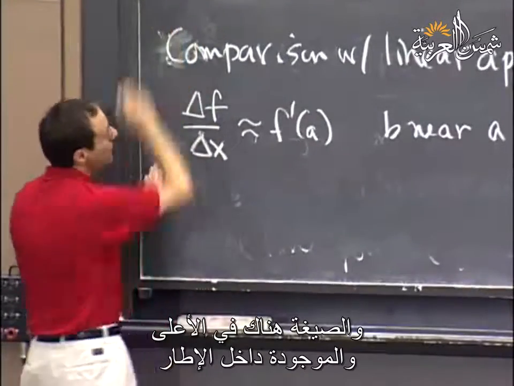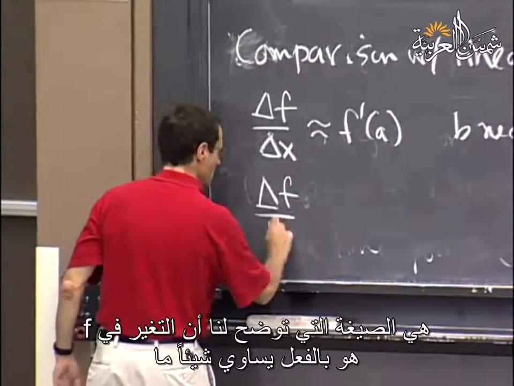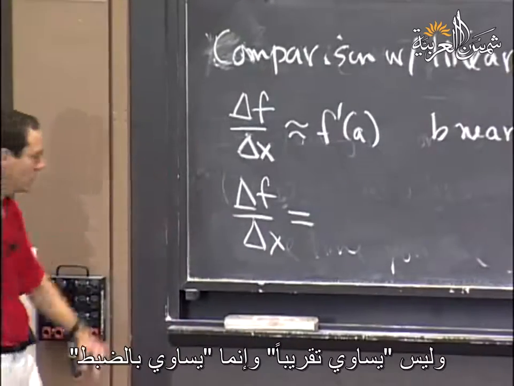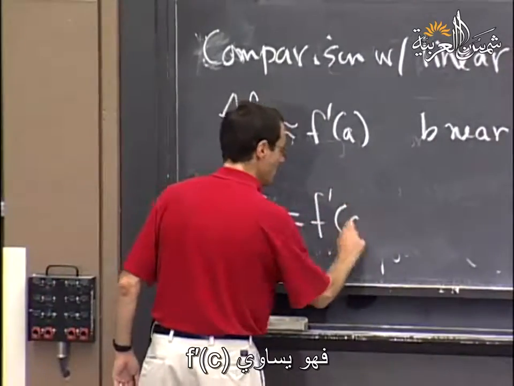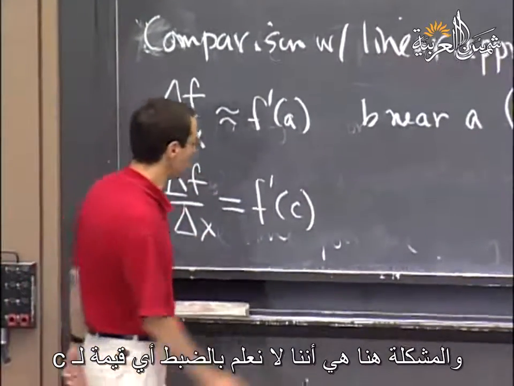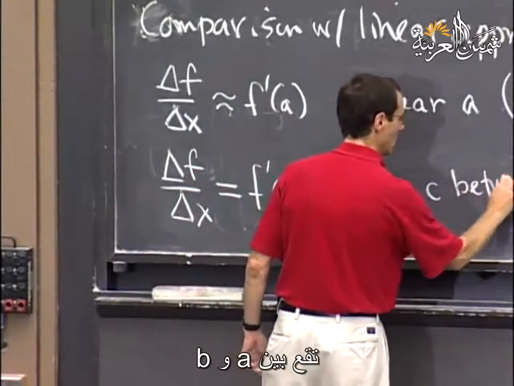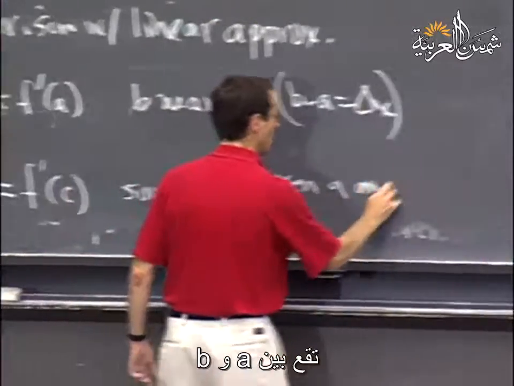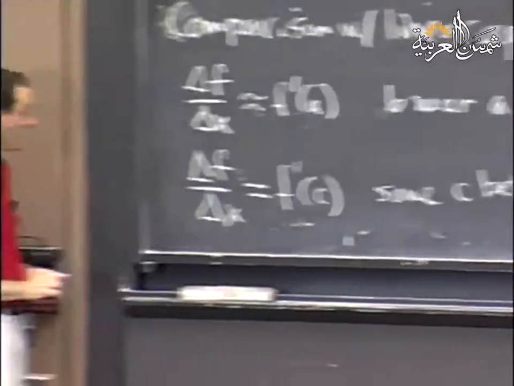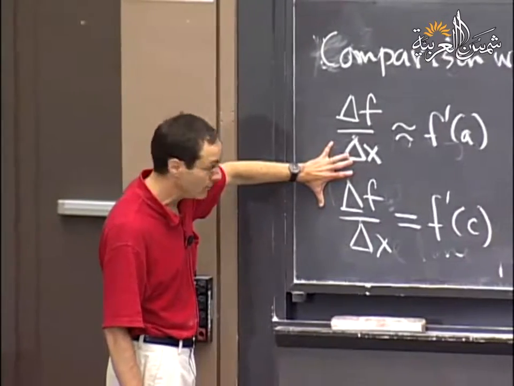This statement, which is in the box, which is sitting right up there, is the statement that this change in f is actually equal to something, not approximately equal to it. It's equal to f prime of some c. And the problem here is that we don't know exactly which c. So this is for some c between a and b. All right, so that's the difference between the two.